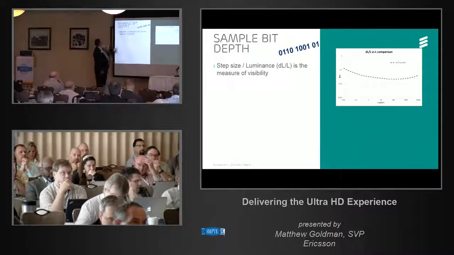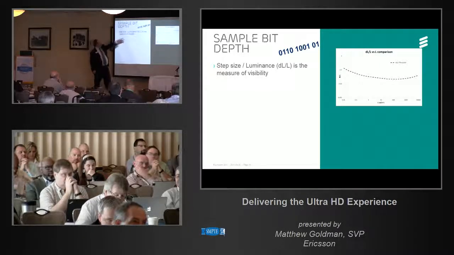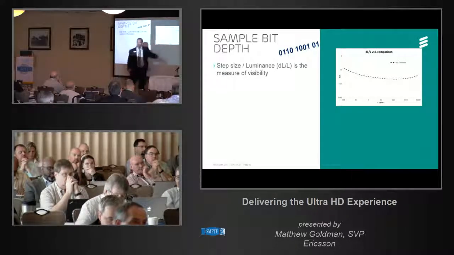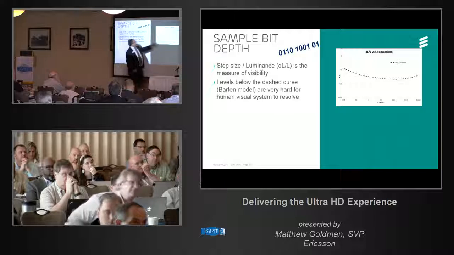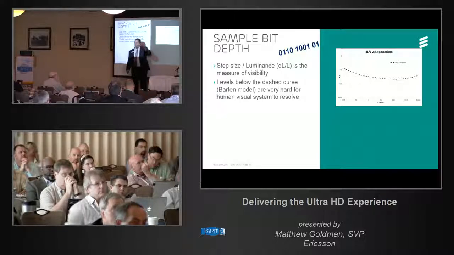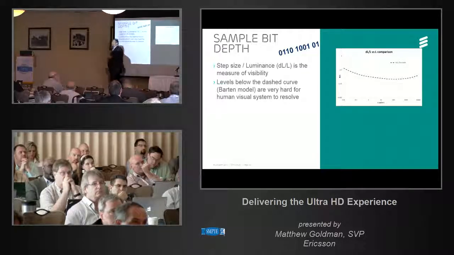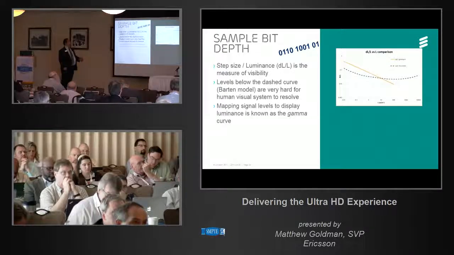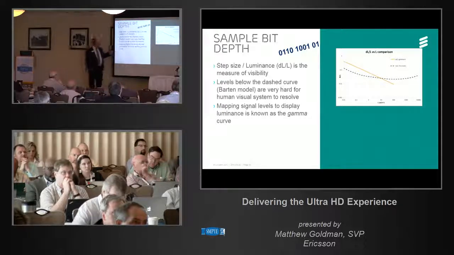Going back to this, the measure of visibility is the step size, which is the delta luminance over the absolute luminance. That's a measure of visibility: what can I see if I change the levels? This is known as Barten's model of human sensitivity. If the step size in the digital signal is below this curve, you won't see the transition from one step to another, which is good. You don't want to see the step size. When you map that signal to the display luminance in the TV, that's the gamma curve I was telling you about before.